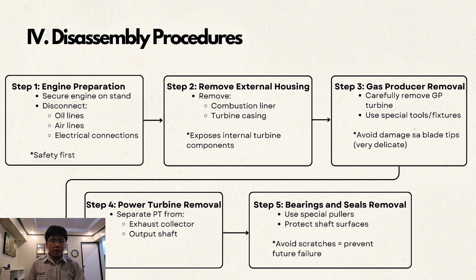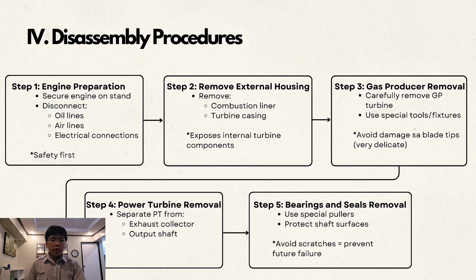All external connections are then disconnected, including oil lines, air lines, and electrical wiring. At this stage, it's important to label components to avoid any confusion during reassembly. We also make sure the engine is clean and free from contaminants. Remember, safety is always the priority, so proper tools and protective equipment are a must.